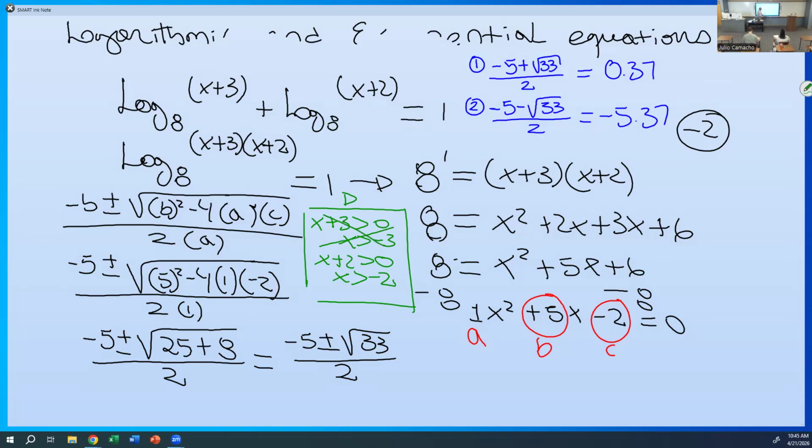So my question is, which of these two answers is in the domain? Of 0.37 and negative 5.37. Are both in the domain? Because the domain is x is greater than negative 2. So which of the two answers that we found is in the domain? 0.37. So we can cancel this one, and the answer is 0.37.